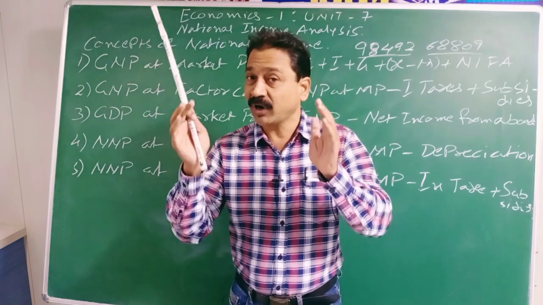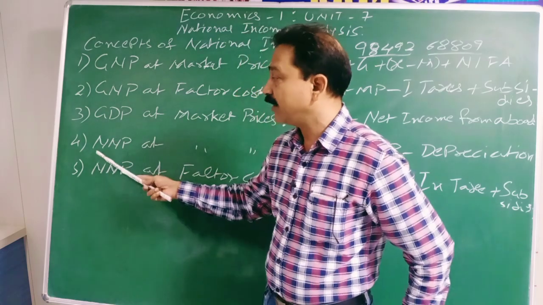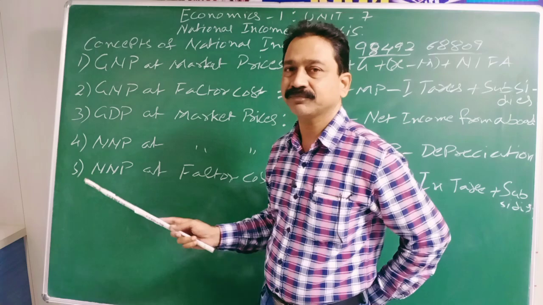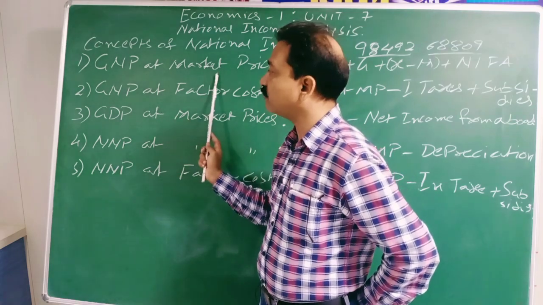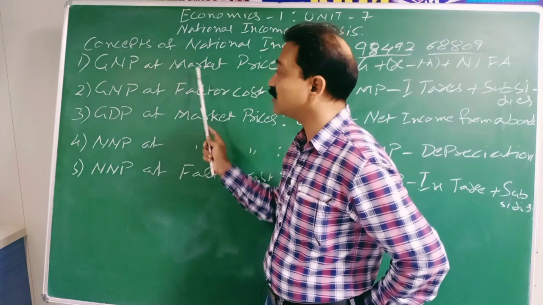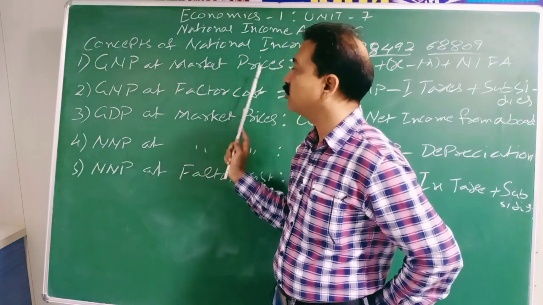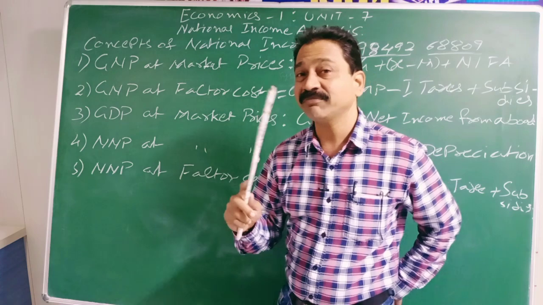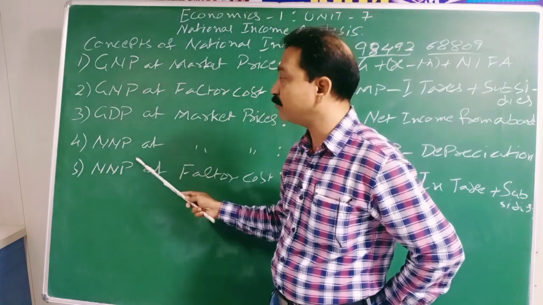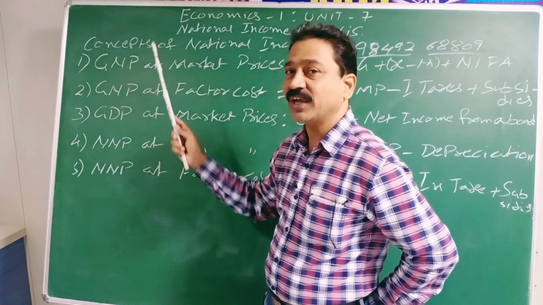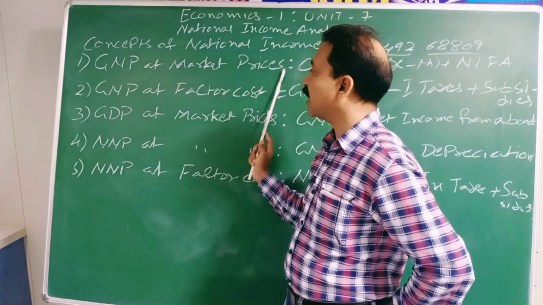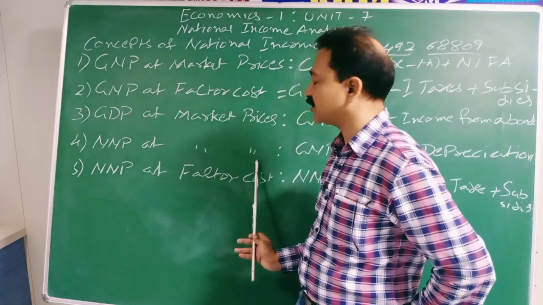Net profit is part of gross profit. So here, net national product is part of GNP. When you remove something out of GNP at market prices, then you will get NNP. So what is this we are going to remove from GNP at market prices? Something has to be removed from GNP, because NNP is going to be part of GNP. So what we are going to remove from GNP at market prices and get NNP at market prices?